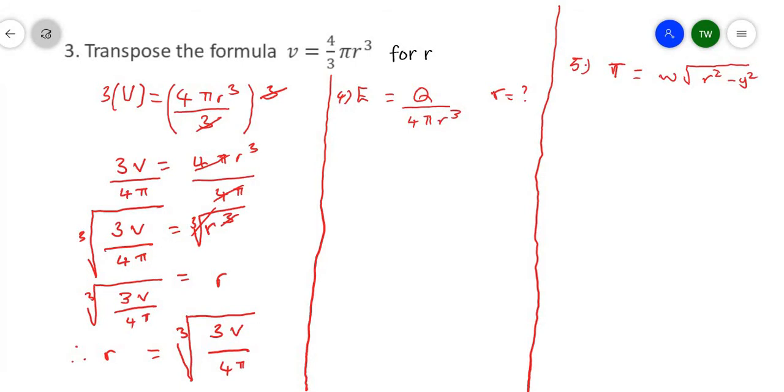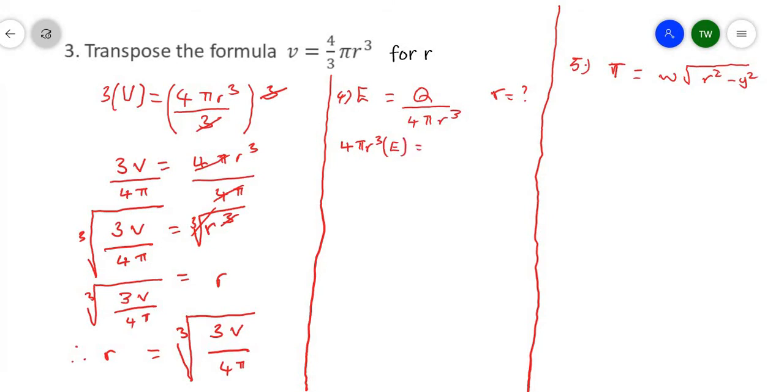How can you get the subject to be in the numerator? By doing the opposite, right? So you can multiply both sides by the denominator. So that's what we're going to do. So we're going to take 4 pi R cube to multiply E.